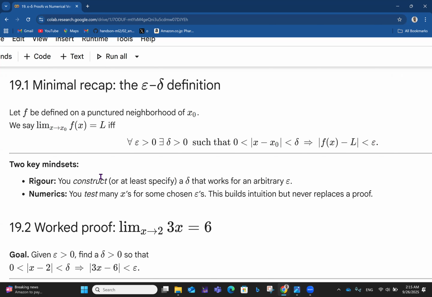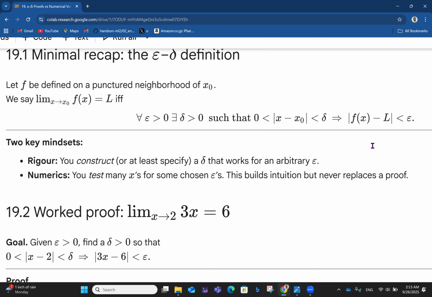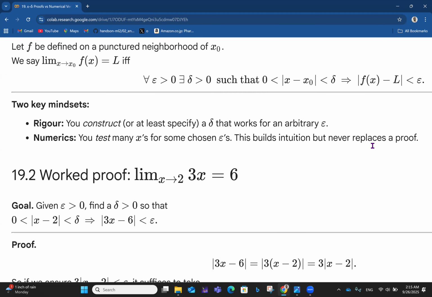So this is the basic statement for the epsilon-delta proof, right? If a limit actually exists, then this will also be satisfied. At the end of the day, what we now do is we get delta in terms of epsilon, basically. And then there are two major mindsets here when we talk about this. We have two key mindsets.